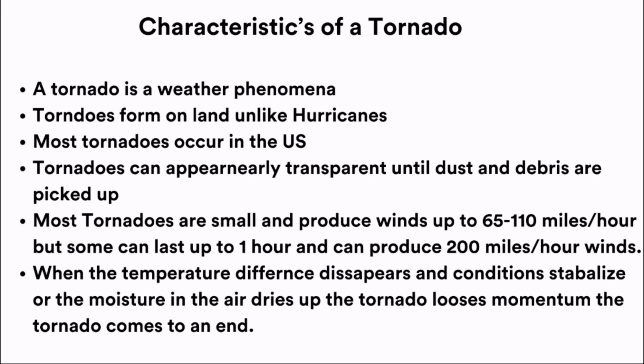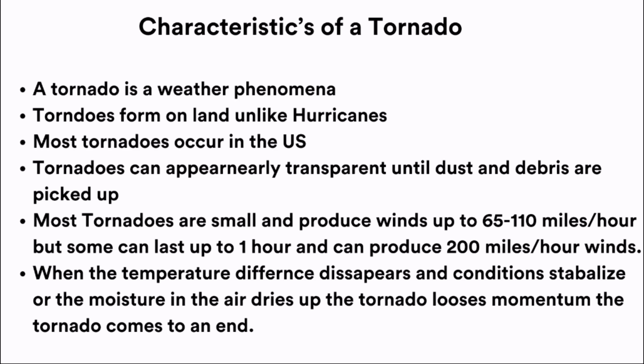Now I'm going to talk about the characteristics of a tornado. A tornado is a weather phenomenon. Tornadoes form on land, unlike hurricanes. Most tornadoes occur in the U.S. Tornadoes can appear nearly transparent until dust and debris are picked up.